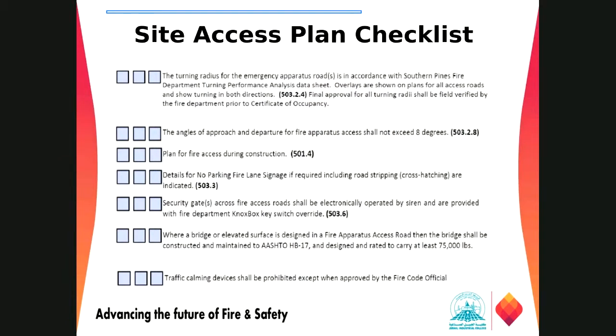Suppose this is our angle of approach, right? And then the angle of departure. The angle should not be more than 8 degrees from the horizontal plane. This is what they are talking about, because if it is more than that, the lower parts of the fire trucks might get obstructed by the road. And they talk about the signage and all, right? So we have to follow IFC 503 for all those fire access requirements.